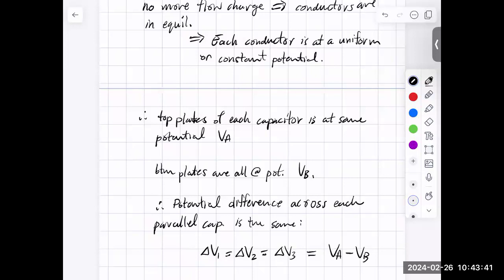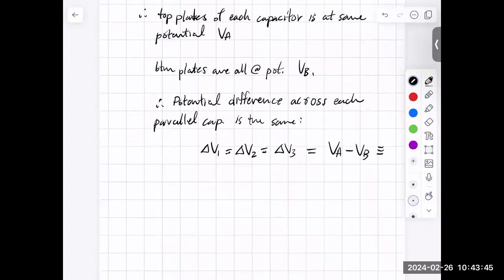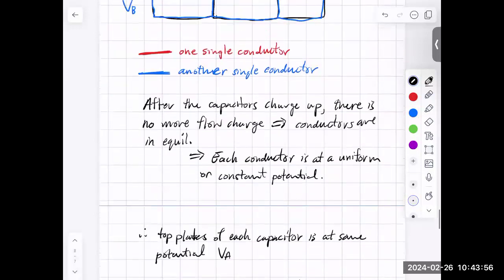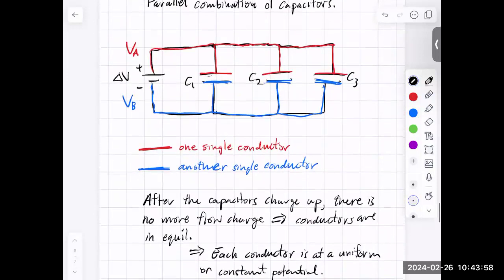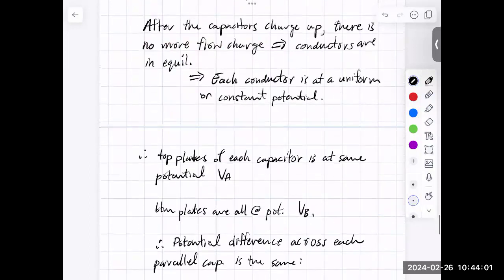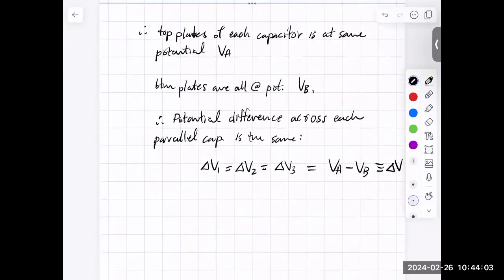Okay, so fine, that's fair enough. So let's just call this delta V. If all the voltages are the same, then we don't need subscripts to distinguish them because they're all identical. And this delta V is just whatever the delta V of the battery is. Okay, maybe it's 9 volts or something like that.